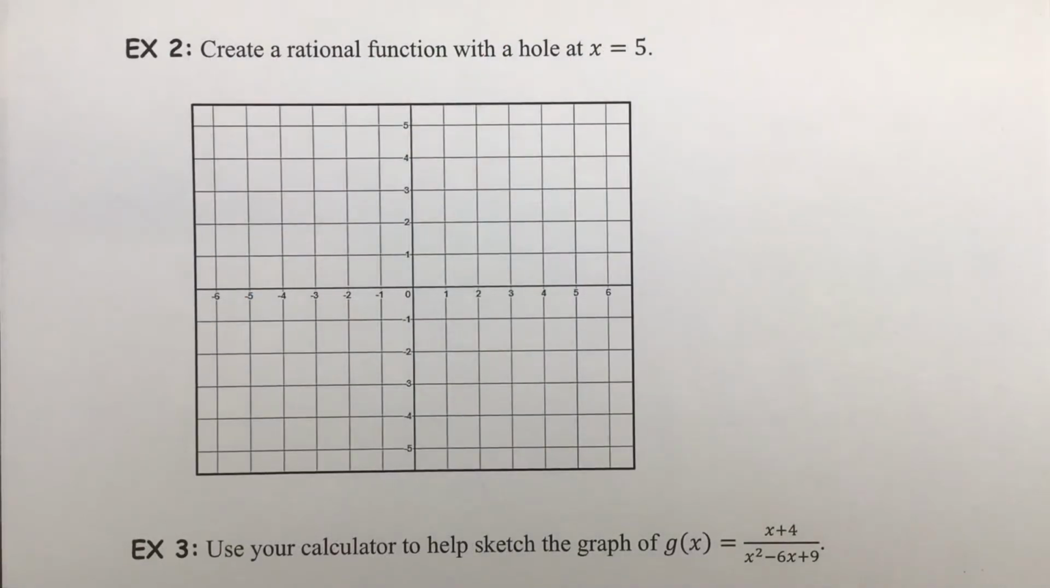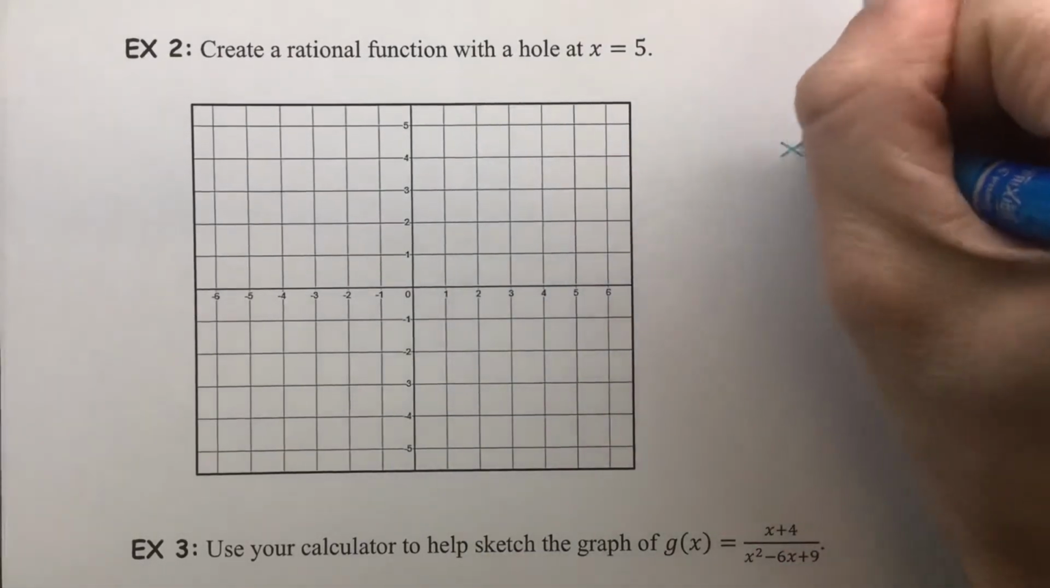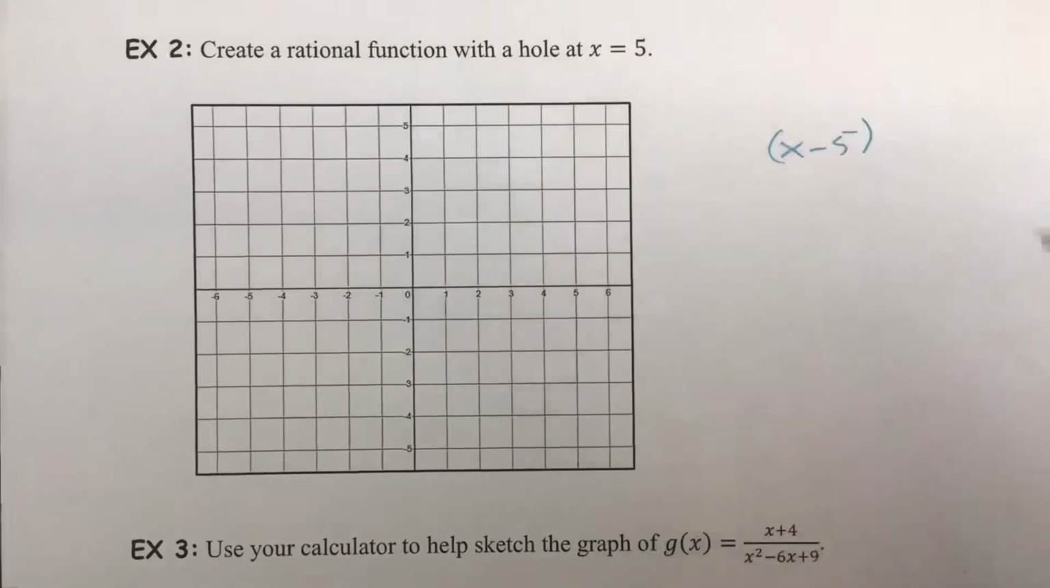Example 2, we're going to create our own rational function that has a hole at x equals 5. For that to be possible, we're going to need to have a factor in the numerator and denominator that would cancel out, and that factor would need to be the factor that would create a 0 if we were to plug 5 in. So that factor is going to be x minus 5.